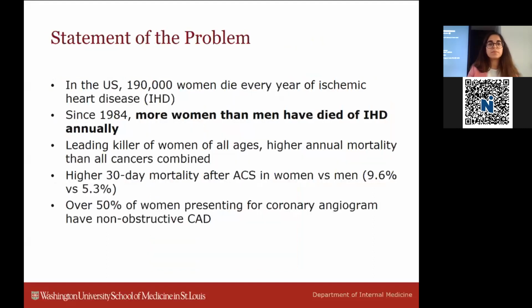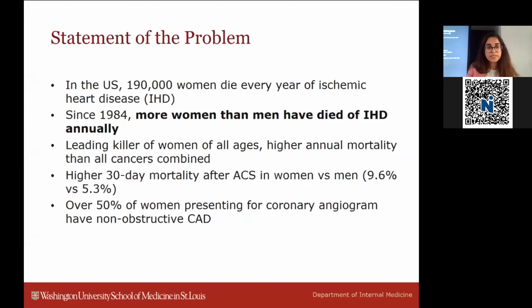So what is the problem today? In the US, 190,000 women are dying of ischemic heart disease every year. Not just heart disease, ischemic heart disease. Since 1984, more women than men have died of ischemic heart disease every single year. It continues to be the leading killer of women of all ages. It has a higher annual mortality than all cancers combined, and it even has a higher annual mortality than our most common cancer, breast cancer. It has a higher 30-day mortality if a woman is seen with ACS in the ER compared to a man.